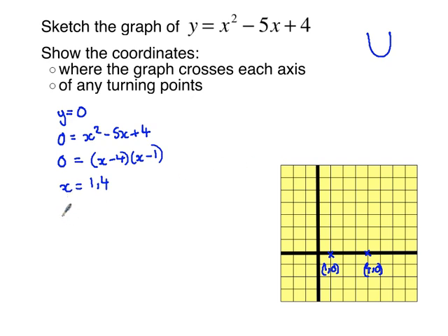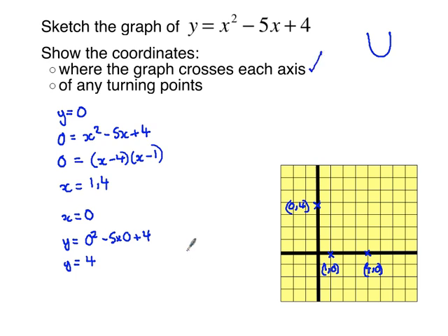For the y-axis, we're just going to set x equal to 0. So we'll have y equals 0 squared minus 5 times 0 plus 4. So y equals 4. So when x is 0, y is 4. So that's there. So that must be (0, 4). And so that's all of the points done.